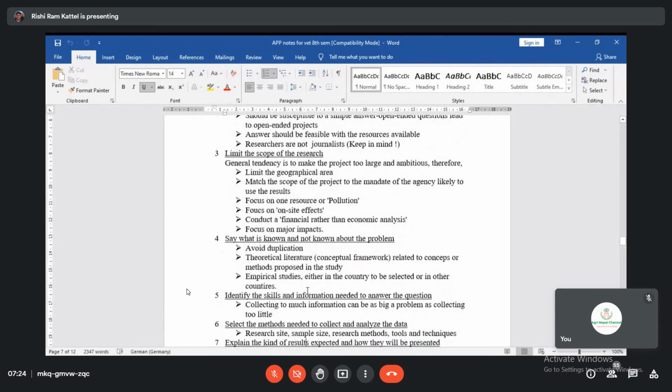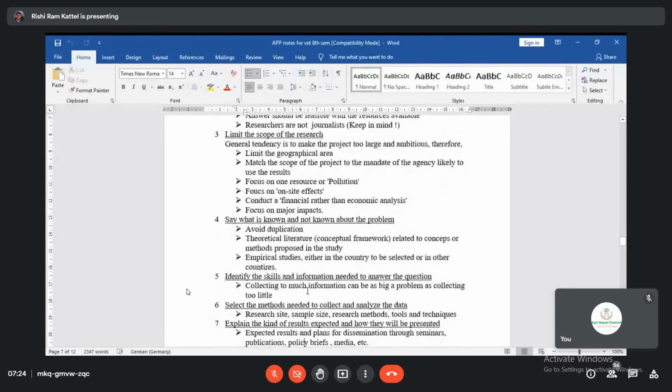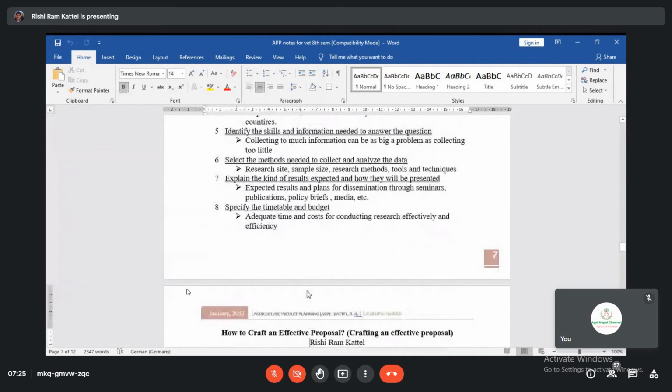Say what is known and not known about the problem. Avoid duplication. Gather theoretical literature, the conceptual framework related to the concept proposed in the study, and empirical studies either in the country selected or in other similar countries. So you have to do a literature review and collect conceptual frameworks as well as past empirical findings to support your proposal. It is important. After that, identify the skills and information needed to answer the question. Collecting too much information can be as big a problem as collecting little, so keep that in mind.